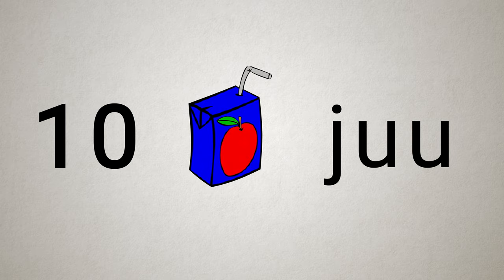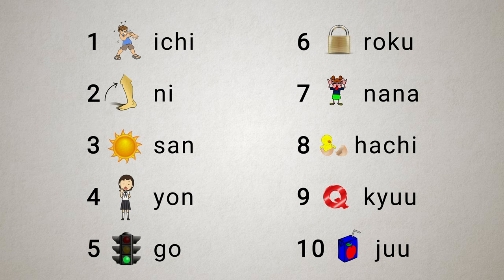Let's go over the actual pronunciation. 1, 2, 3, 4, 5, 6, 7, 8, 9, 10. Now learn the numbers on your own before coming back to this page. Are you ready for a quick practice? Can you say what the number is in Japanese?